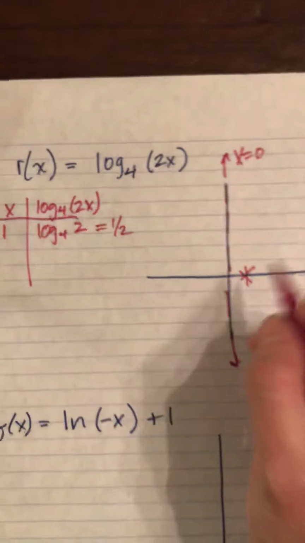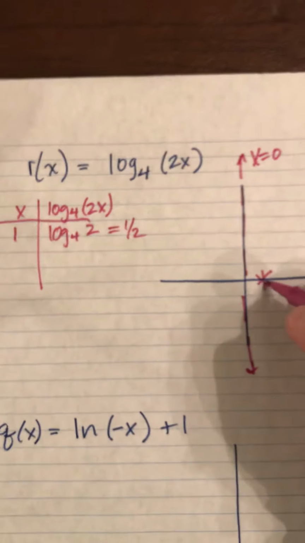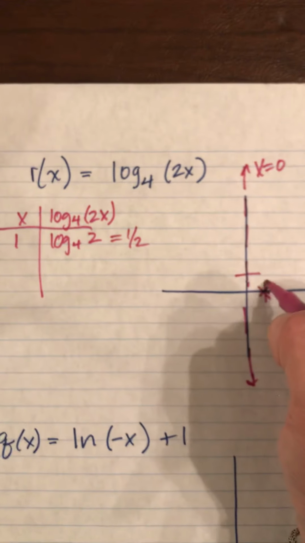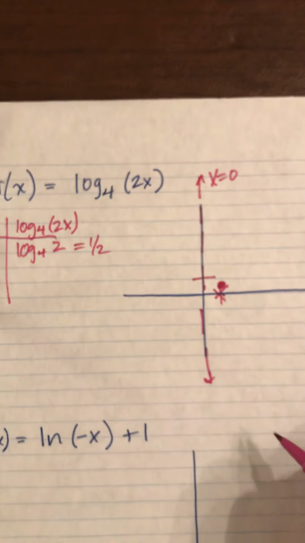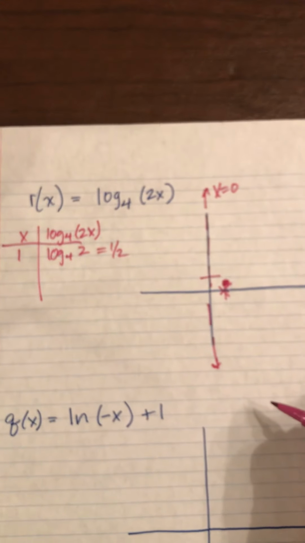So this point, this translated intercept, because of this 2, it's a little different. So we have to do this a little bit differently. So this is at the point 1 and a half. So roughly about right there.